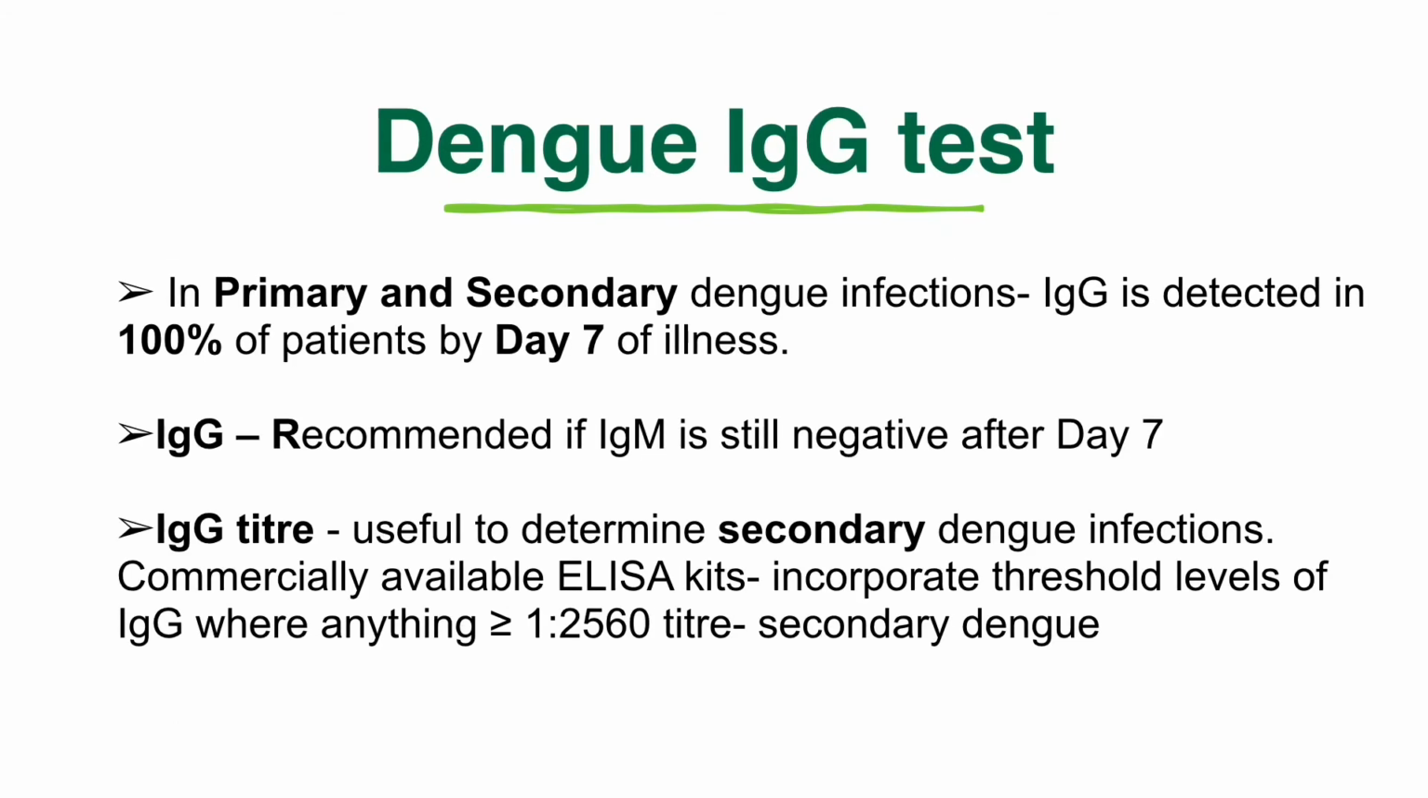In primary and secondary dengue infections, dengue IgG was detected in 100% of patients after day 7 since the onset of fever. Therefore, a repeat dengue IgG is recommended if dengue IgM is still negative after day 7 with negative IgG in the initial test sample.